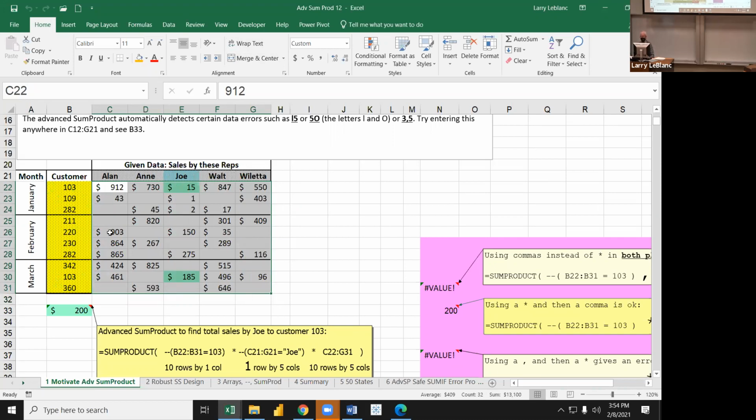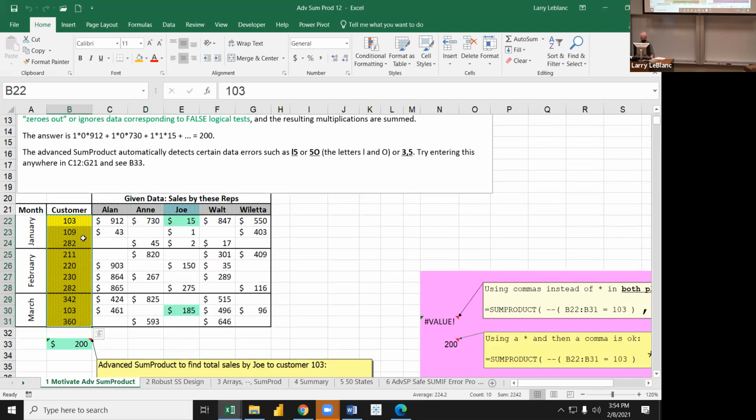In yellow, those are labels also. Customer number 103 is a label. It's not something I would want to add up. I would never add up your social security number and my social security number. That makes no sense. I would never subtract my phone number from your phone number. Those are numerical labels.